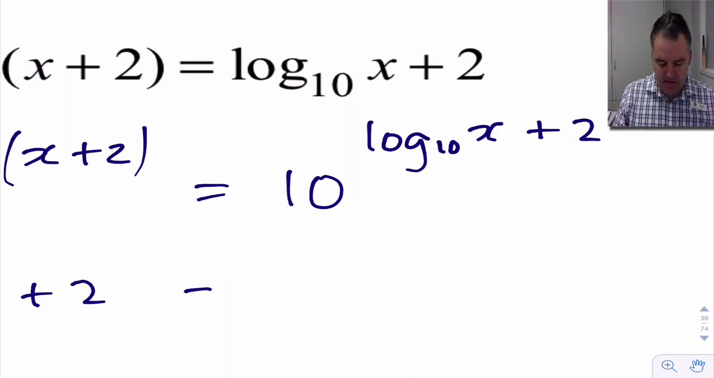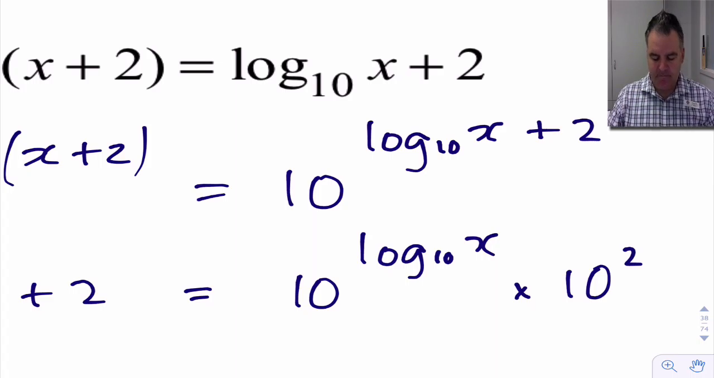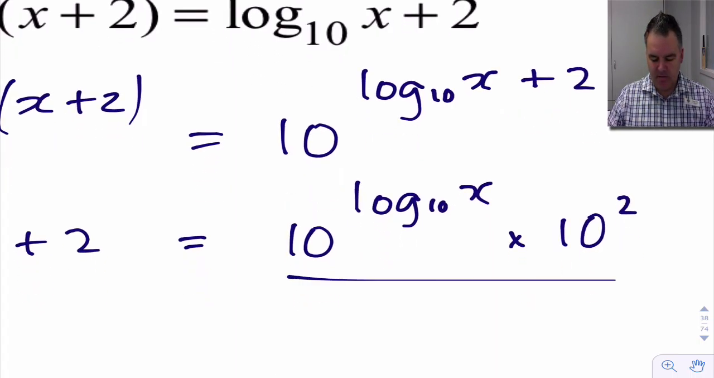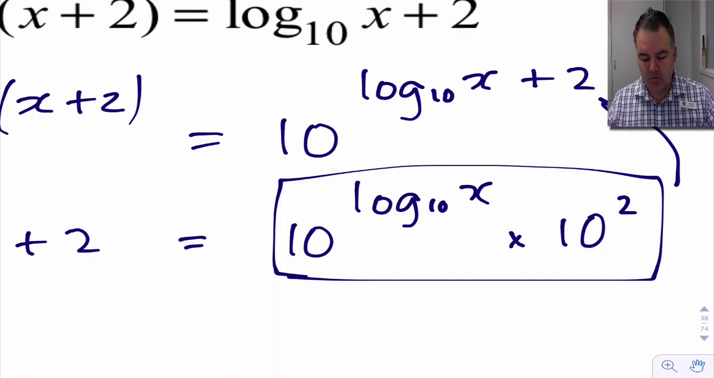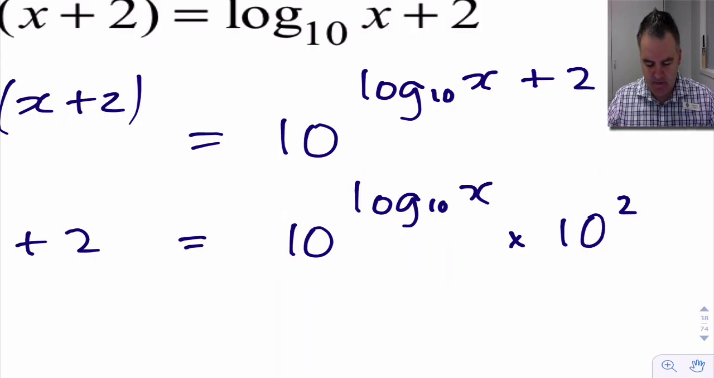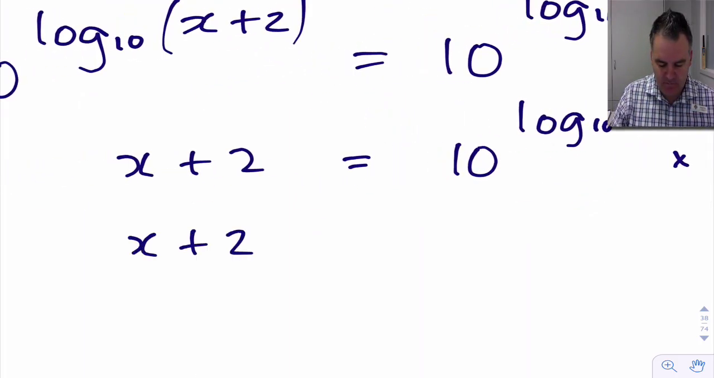Because as you see here, this is 10 to the power of log base 10 x times 10 to the power of 2. Right? Remember, if we're multiplying, let's just look at this step here. If we're multiplying, we've got to add the indices. So you can see, if you think of it that way, that leads to that step there. So you've got to be real careful in that one. Okay, so what do we end up with here? We've got x plus 2.